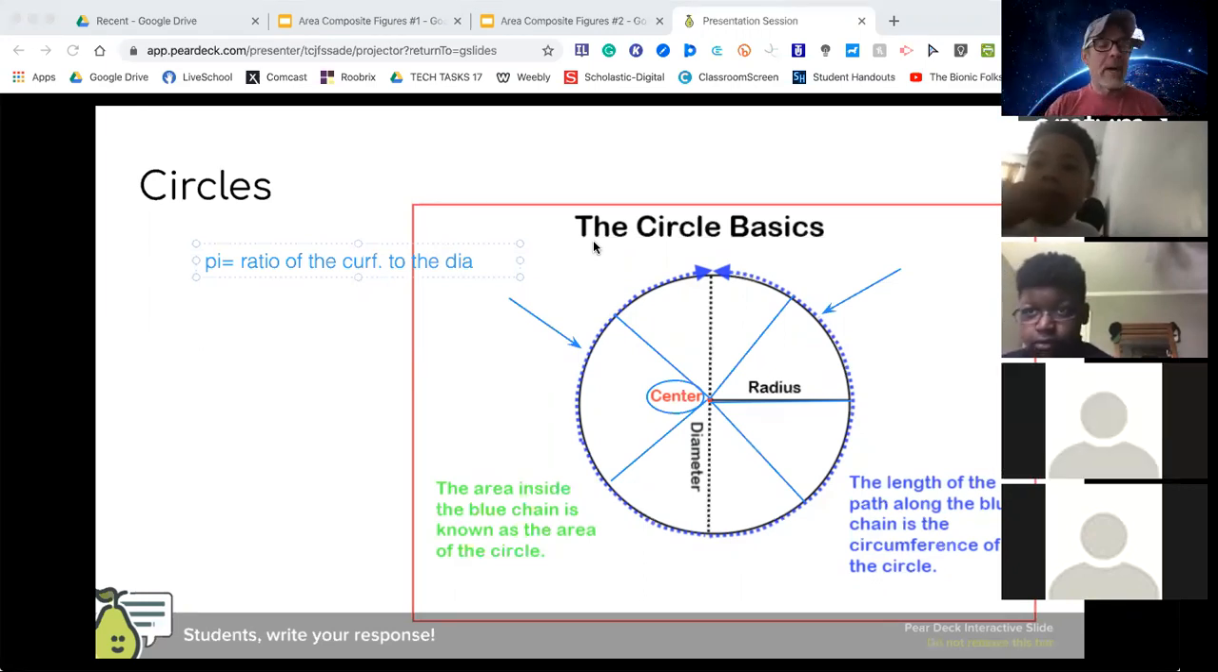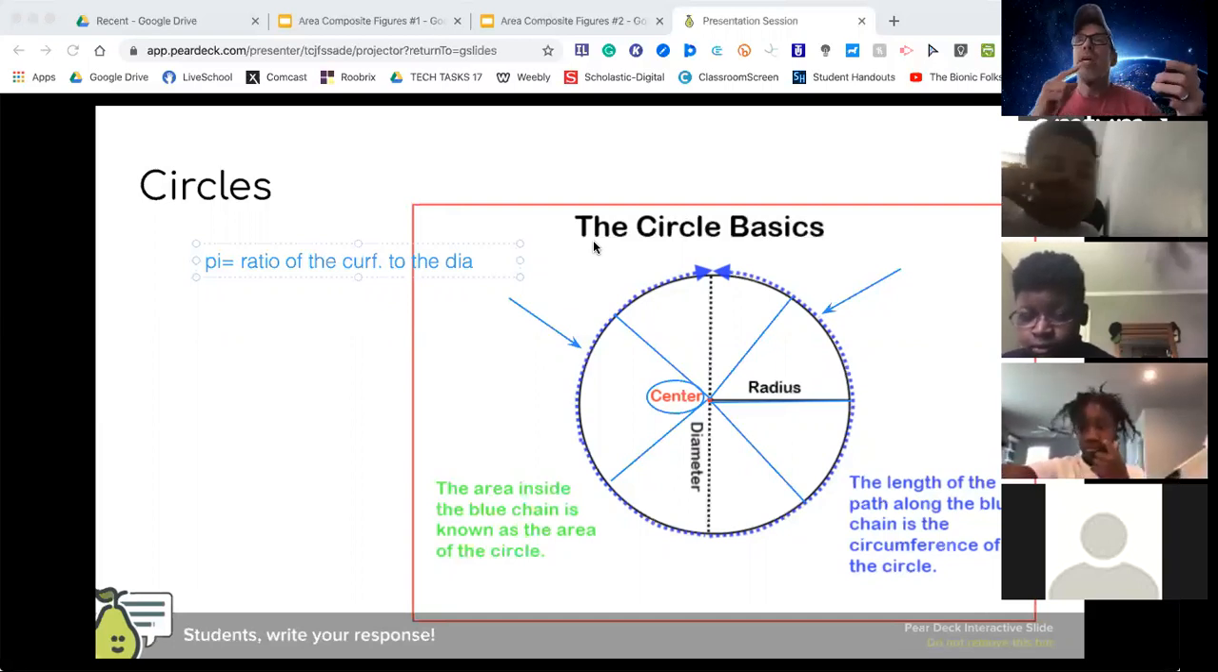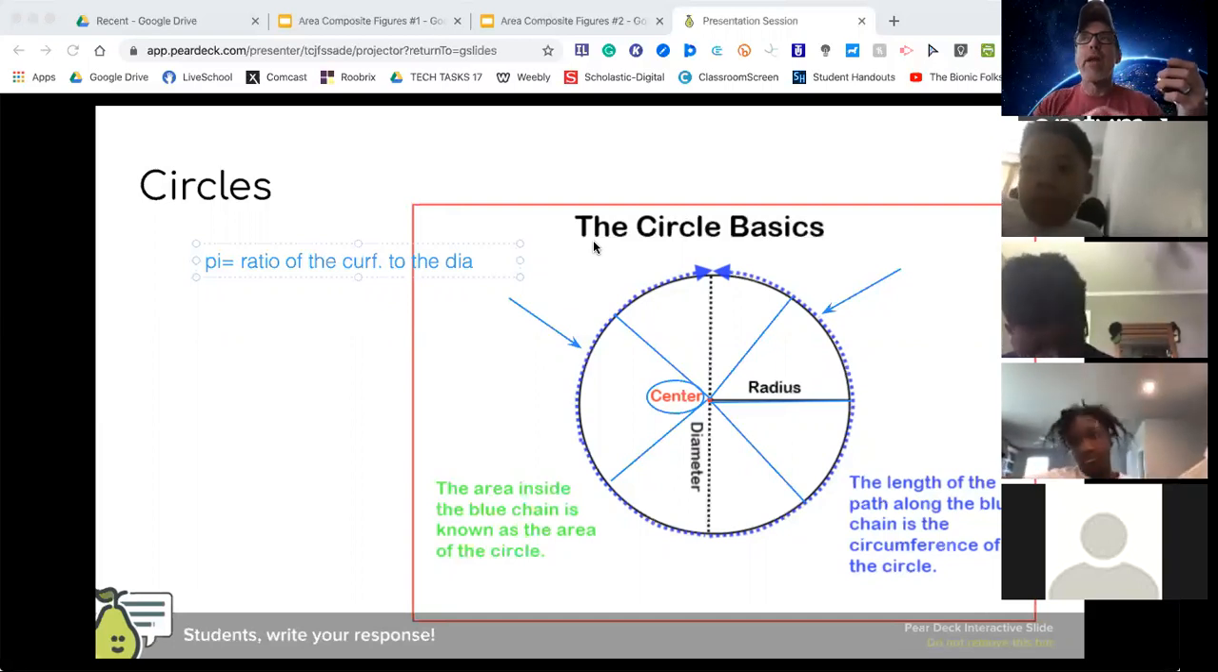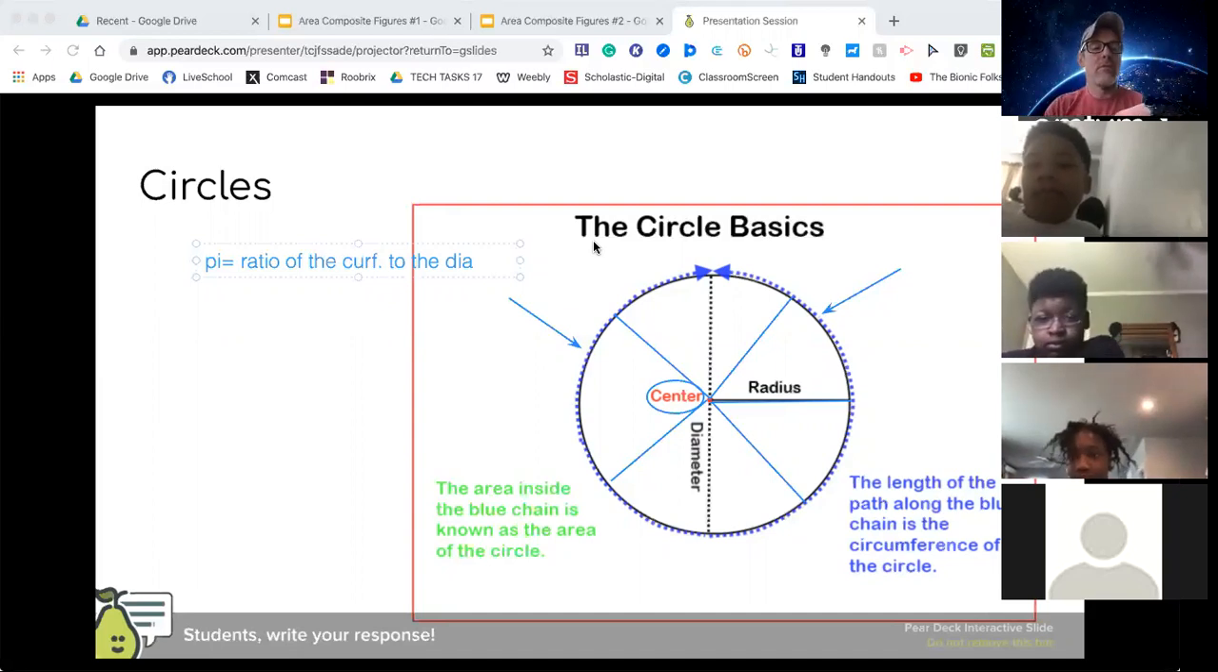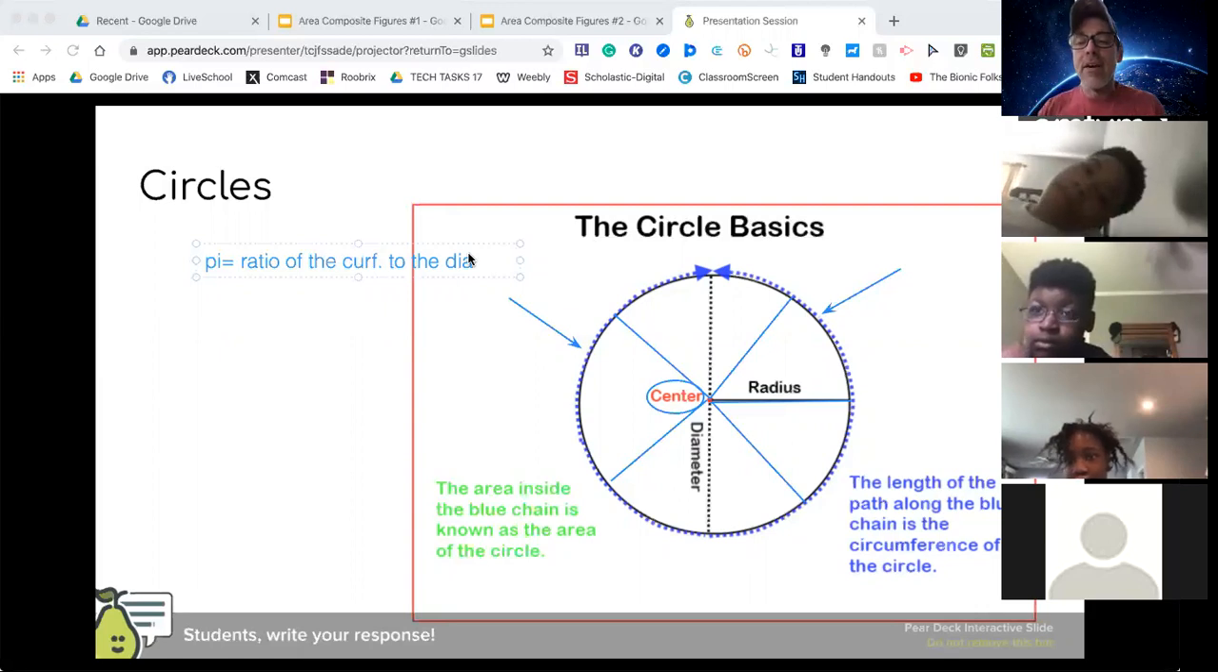So on the Pear Deck, will you type in, if I know the diameter, how would I get the circumference? If I know that the diameter is a certain number, how would I get its circumference without measuring?